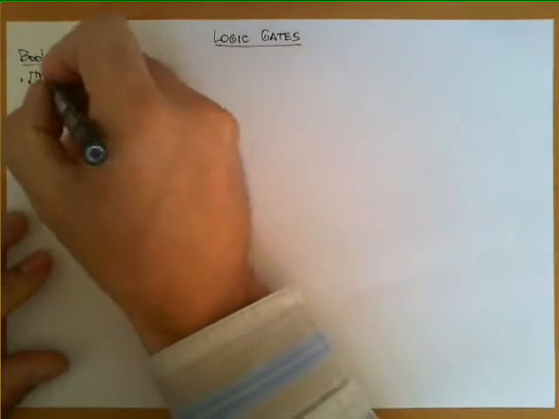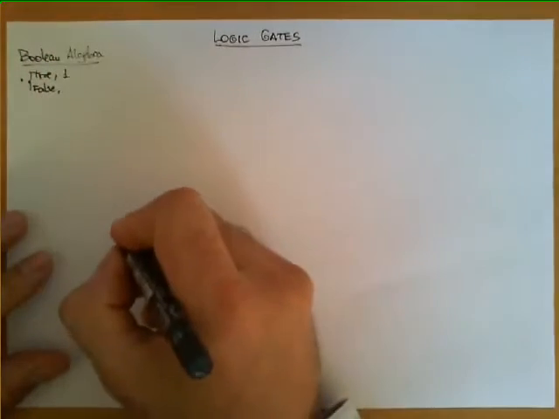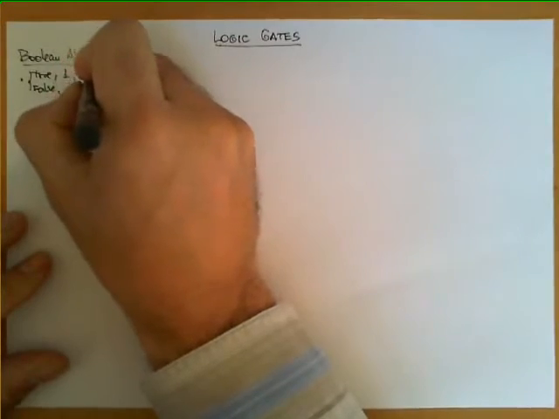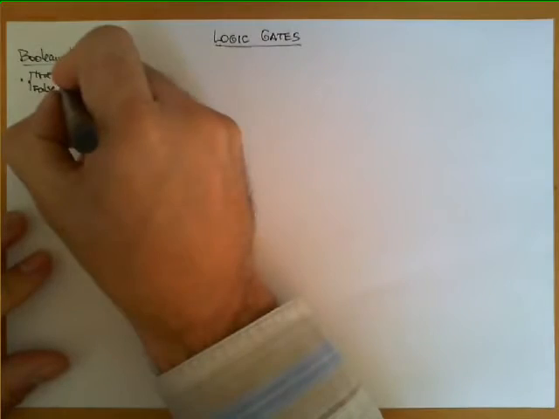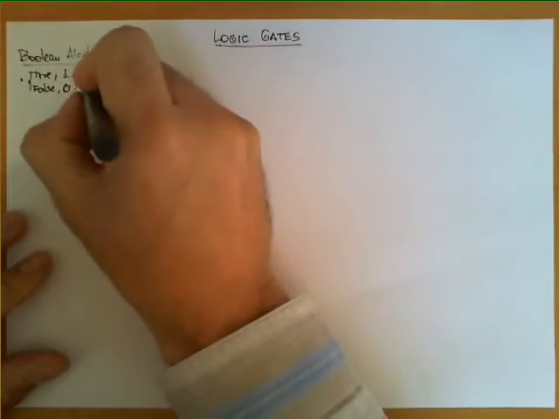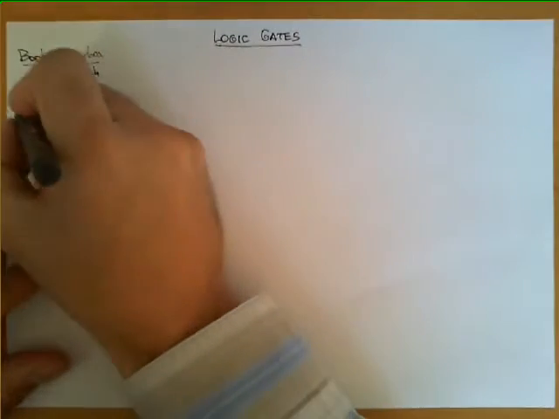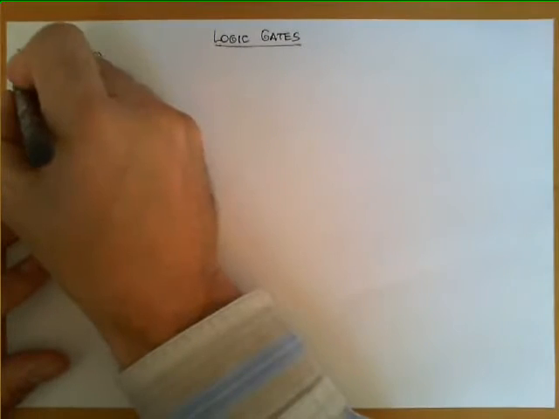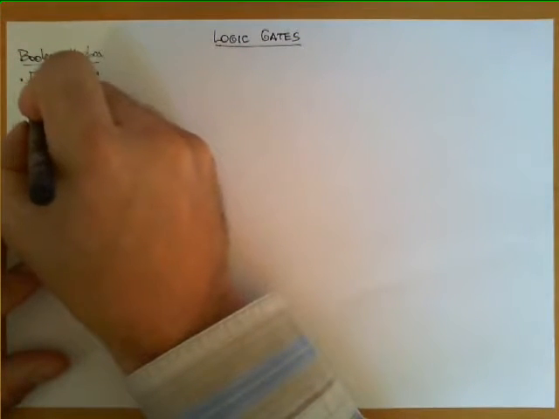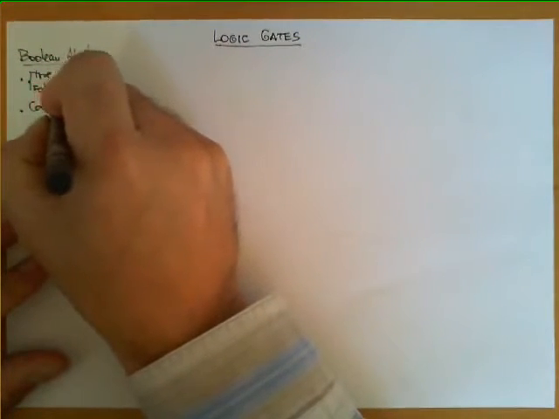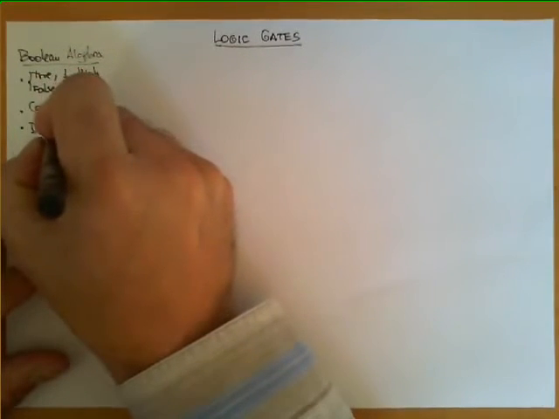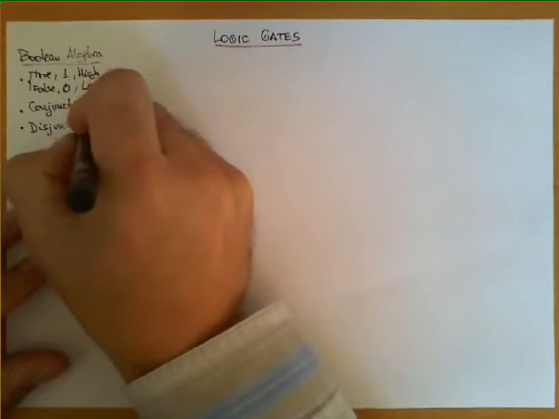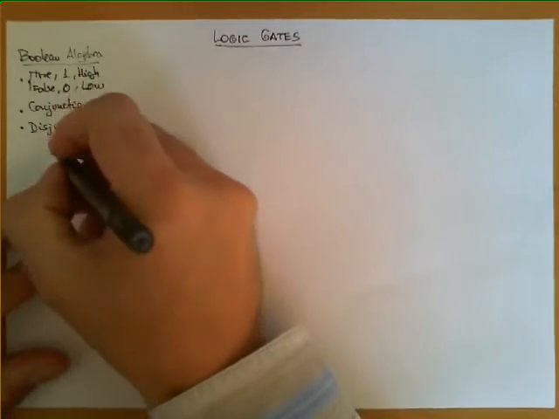And in the context of logic gates, true will be represented as the number 1, or, if we get closer to the circuit level, a high voltage, and false will be represented as a 0, or a low voltage. And then in the context of Boolean algebra as well, we have three basic operations, which are the conjunction, the disjunction, and the negation.